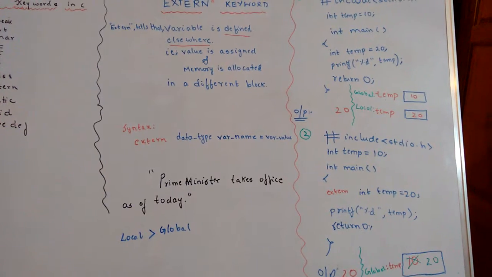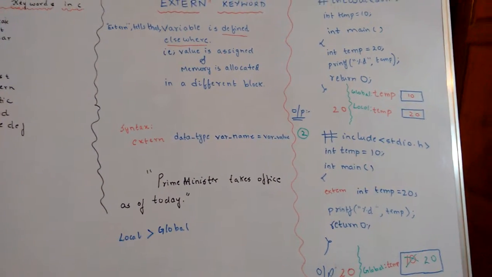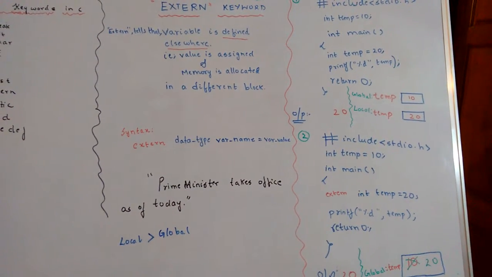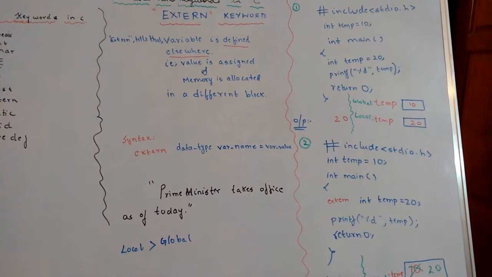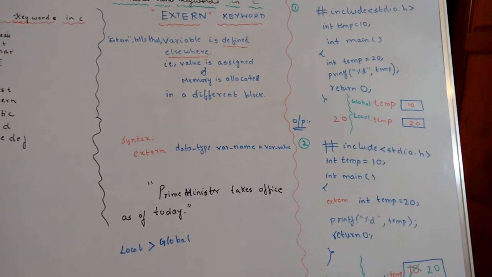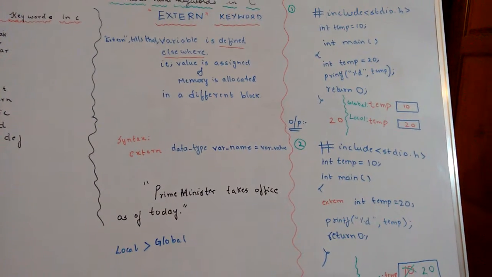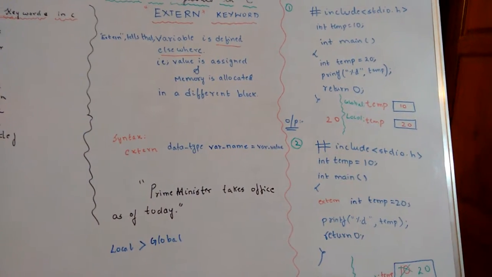Even for the compiler, if the compiler is in doubt which variable to print, it will always give importance to the local variable over the global variable. So going back to the program, the output for the first program is 20. Anyway, we are not bothered about the output here. We are bothered about the memory allocation actually. I hope you understood that as well.